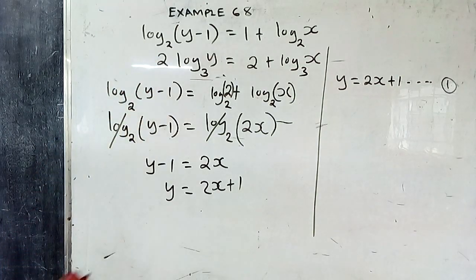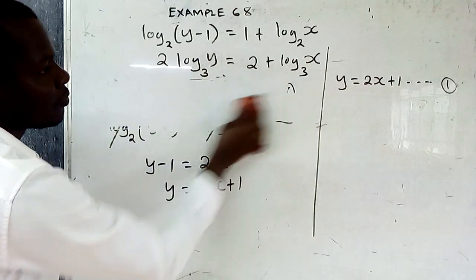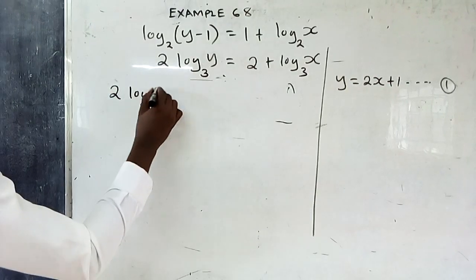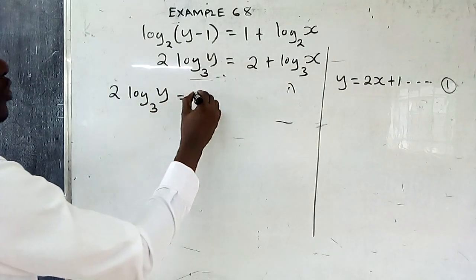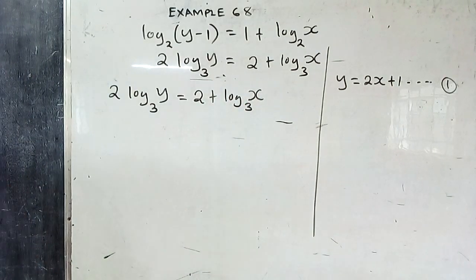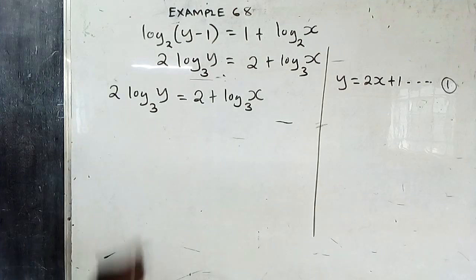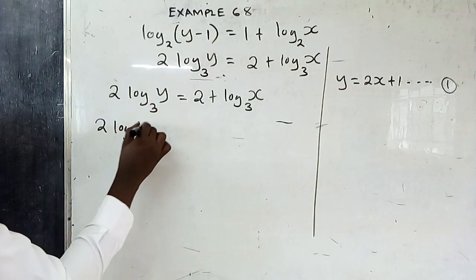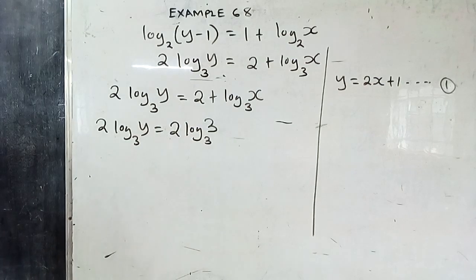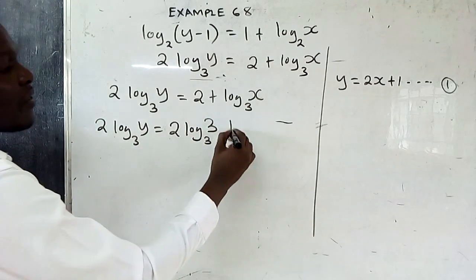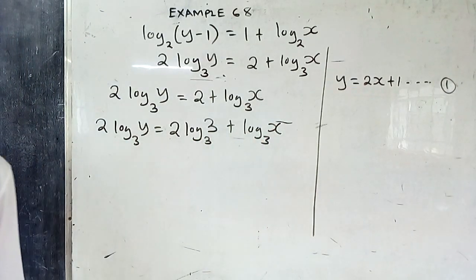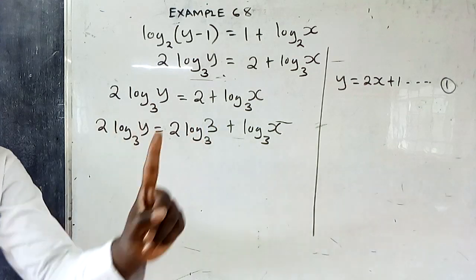We want the second equation. The second one, you have 2 log y to base 3 is equal to 2 plus log x to base 3. We must have the same base throughout, isn't it? So here we have 2 log y to base 3 is equal to 2, meaning we introduce log 3 to base 3, which is 1, isn't it? So we now have the same base. Then there we have log x to base 3. So each and every term is having log to base 3. That is why we introduce log 3 to base 3, which is 1.